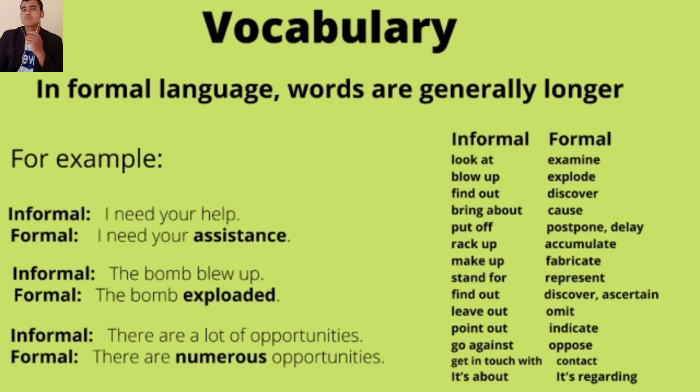In formal language, words are generally longer. For example, instead of saying, I need your help, you can say in a formal way, I need your assistance. The bomb blew up. Instead of blew up, you can say the bomb exploded. The third example, there are a lot of opportunities. In place of a lot of, say, numerous. To the right side of the picture, you can see some of the words written in an informal way and a formal way. So please look at them. All these words you can learn how to speak in a formal way.